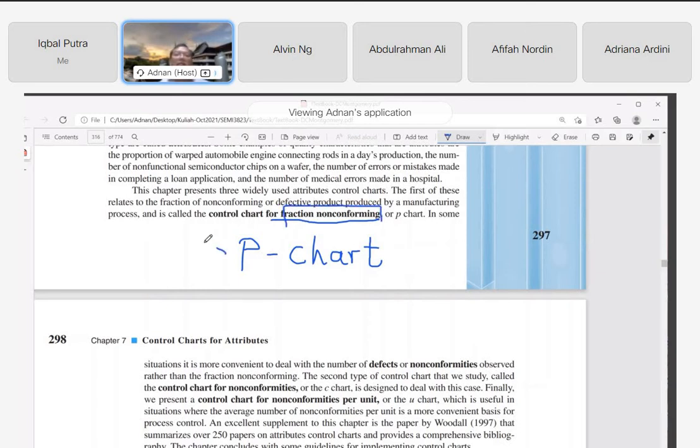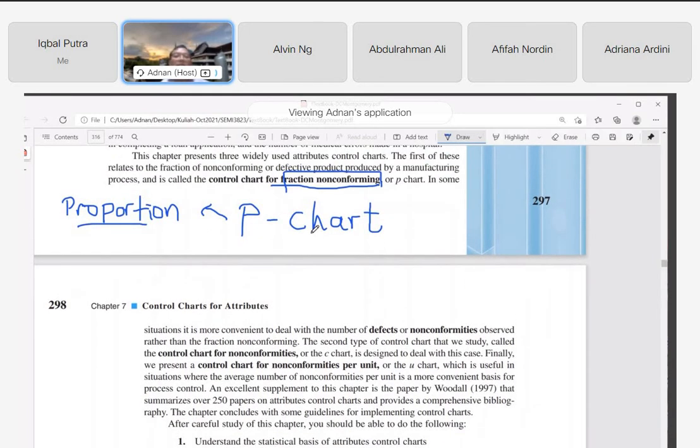P chart. Okay, P chart is a chart for fraction non-conforming. So why do we call it P instead of saying F for fraction? P is proportion, or nisbah. So you have the proportion of defective products over the total products or total units that you inspected. P means P chart, proportion chart, or fraction chart, fraction non-conforming.